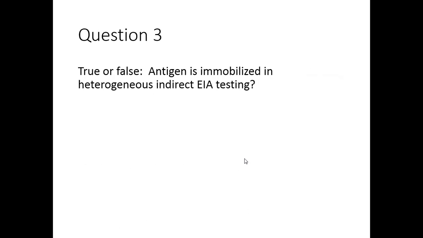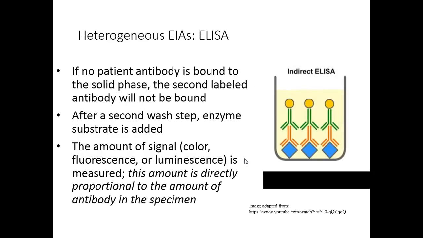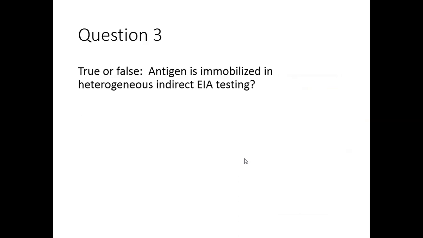So, true or false? Antigen is immobilized in heterogeneous indirect EIA testing. Well, we just saw this in very great detail. It's true. Although remember, we can also bind up antibody, right? All right, but we're talking about indirect EIA or ELISA testing, so it should be very clear. In indirect, it's antigen.